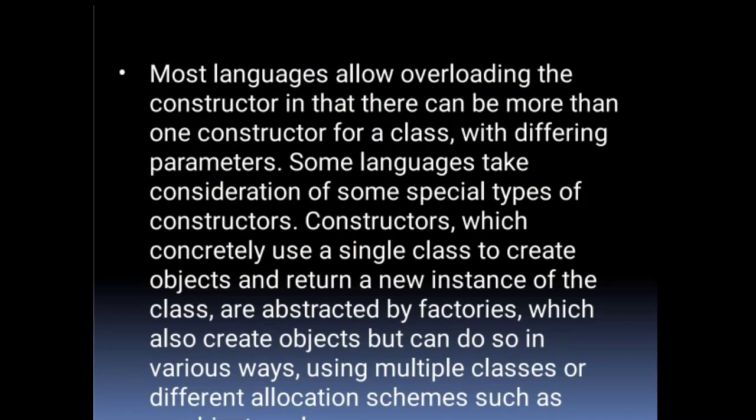Most languages allow overloading the constructor, in that there can be more than one constructor for a class with differing parameters. Some languages take into consideration some special types of constructors, which concretely use a single class to create objects and return a new instance of the class. These are abstracted by factories, which allow creating objects but can do so in various ways, using multiple classes or different allocation schemes such as an object pool.